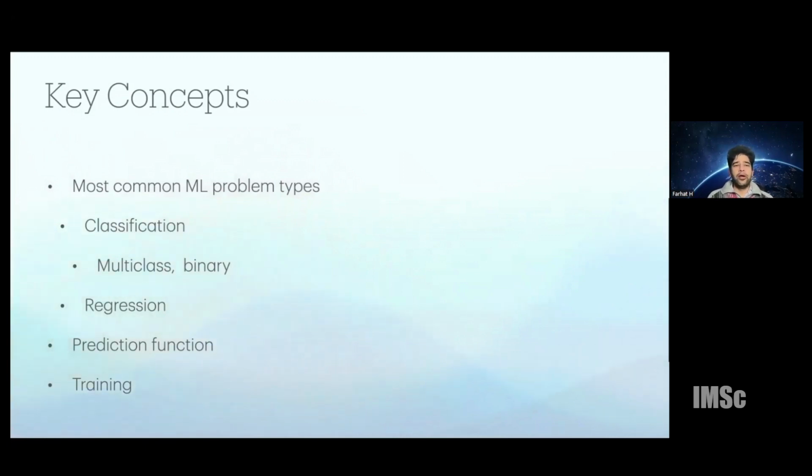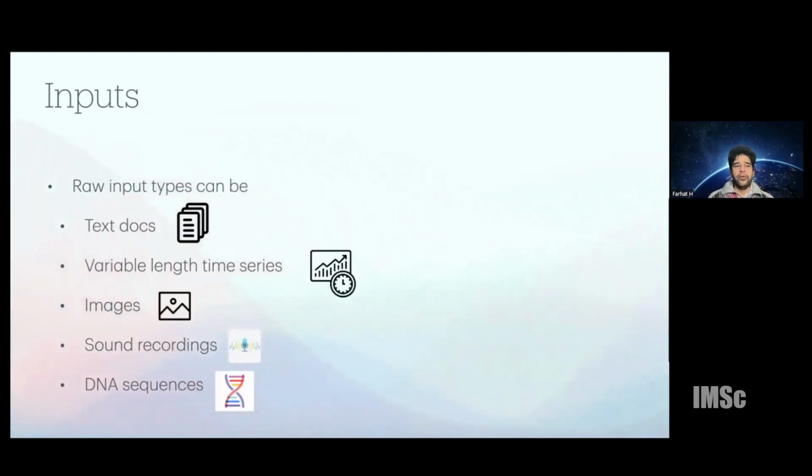Okay, so some of the key concepts that come across in machine learning, and that we'll look over, are things like classification. Classification can be multi-class or binary classification. We'll also look at regression, what a prediction function is, what training is, and so on. So the first part is inputs. What kind of inputs can an algorithm take in?